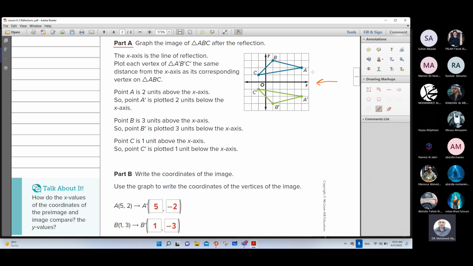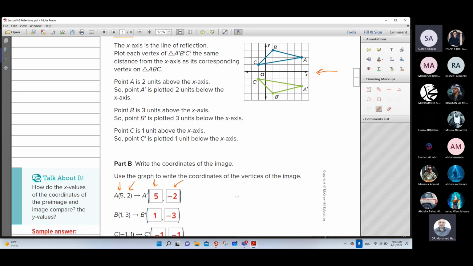And we can get A. A, as you see, in X will be 5, and in Y will be 2. This is 5, 2. The corresponding A prime will be 5, negative 2. 5 in X and negative 2 in Y. So what do you notice here? As you see, we have the same X, here 5, here 5. But we have the opposite value of the Y. Here we have 2, here we have what? Negative 2. Different in the Y-axis.